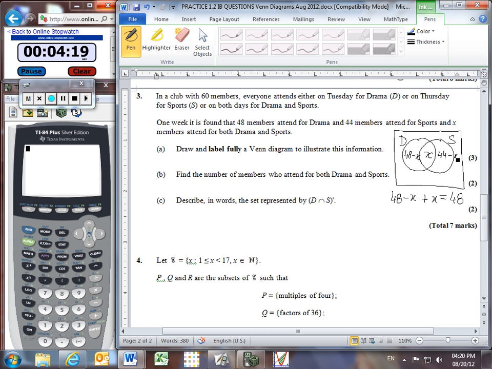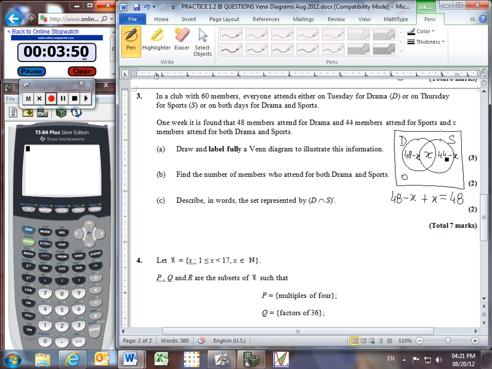And we have a club with a total of 60 members. And so the sum of these three regions, plus this region, let's see, hang on. Oh, it says everybody attends either on Tuesday or... That must mean that there's 0 people who attended on neither of the days. It says everybody in the 60-member club attends on one or the other or both. So 0 on the outside. The sum of these 4 regions should equal 60.